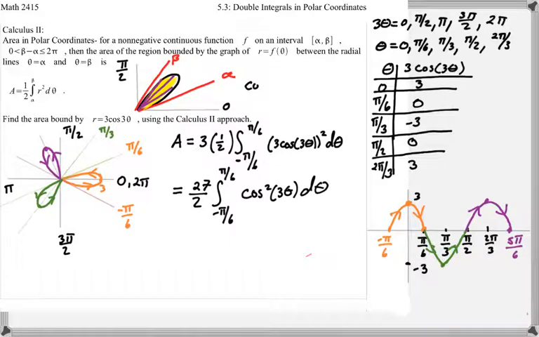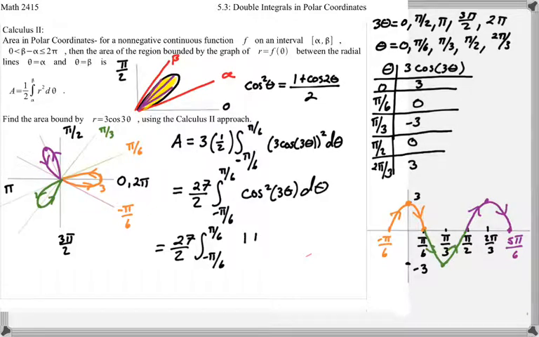Okay. Now we're going to use a power reducing formula. So cosine squared is equal to 1 plus cosine of 2 theta over 2. So it's going to be 27 over 2 integral from negative pi over 6 to pi over 6.